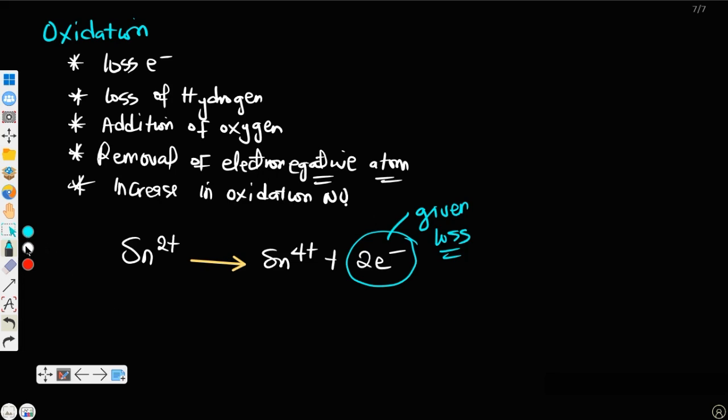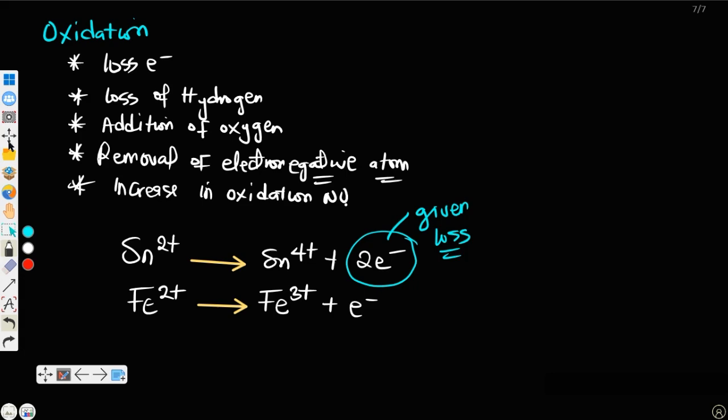Another example of an oxidation reaction is something like this. Fe2+. Fe2+ means what? Iron 2+. Iron 2+ can be oxidized using an oxidizing agent to give us what? Iron 3+ plus 1 electron. This kind of reaction, you say it's an oxidation reaction.